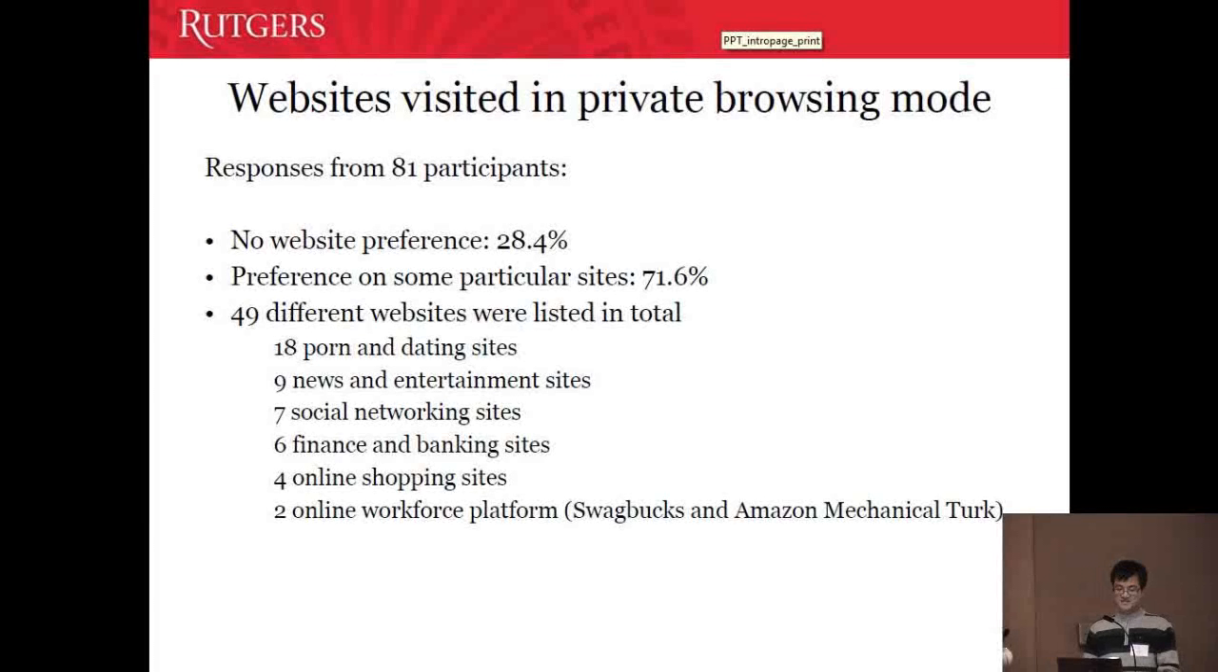There are 7 social networking sites. This includes Facebook, and some of them use it for Twitter and other social networking sites. And surprisingly, there are people using it for banking and finance sites because they feel safer using private browsing mode. And of course, some use it for shopping sites and some for work, which is Amazon Mechanical Turk, where we conducted our survey, and some of them use it for Swipebox.